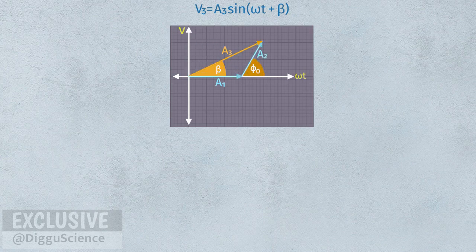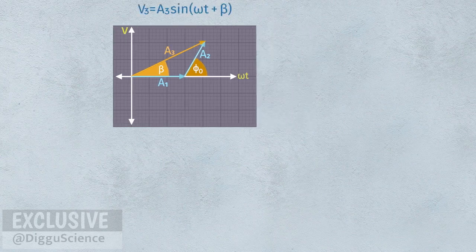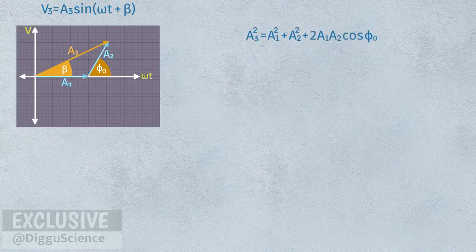We can shift the phasor V2 here. This makes the display look simpler. In any triangle, the cosine rule applies. Using this rule, we get A3 squared equals A1 squared plus A2 squared plus 2 A1 A2 cosine phi 0. Of course, the value of A3 is the square root of the number on its right-hand side. We covered vectors last semester, so this formula isn't difficult to understand.